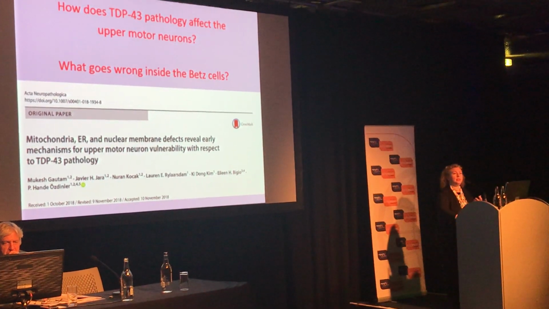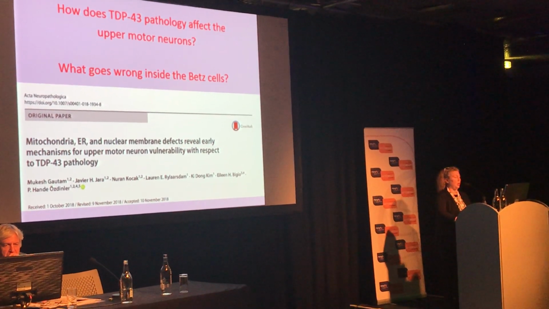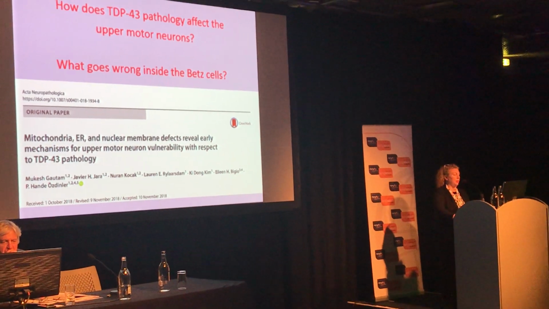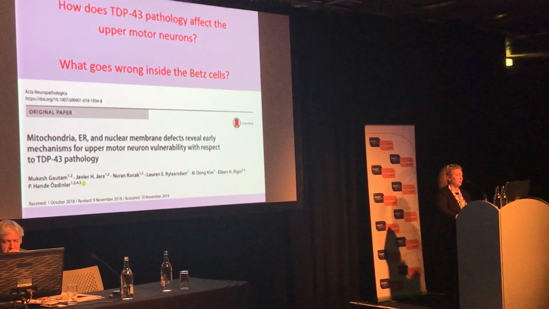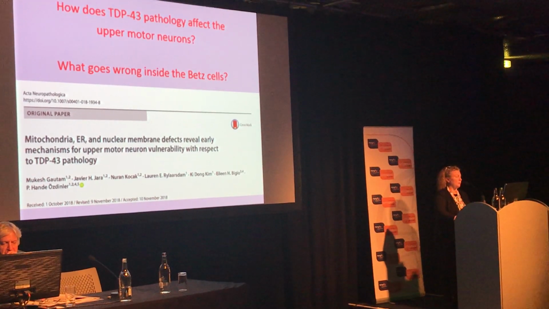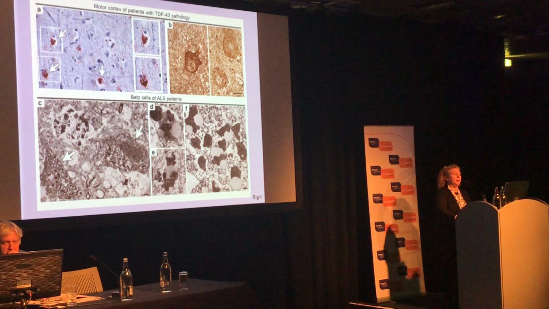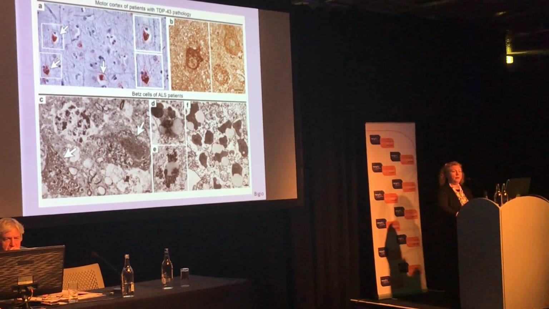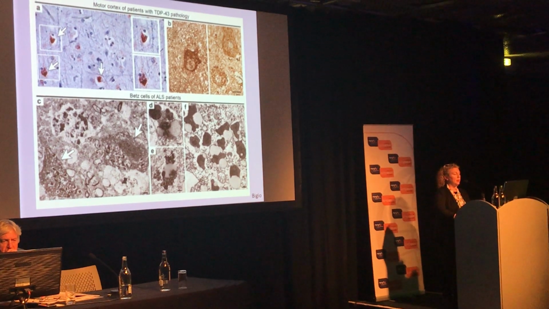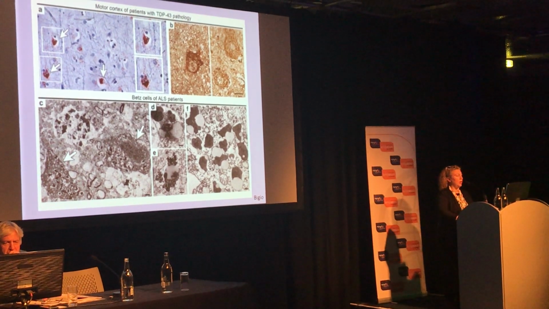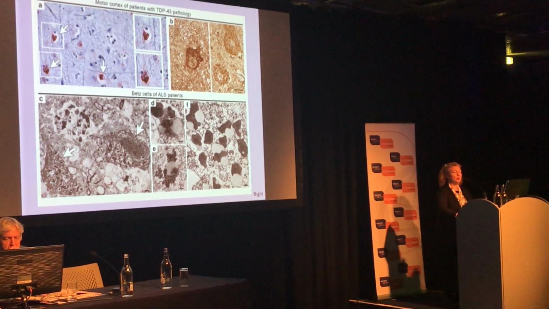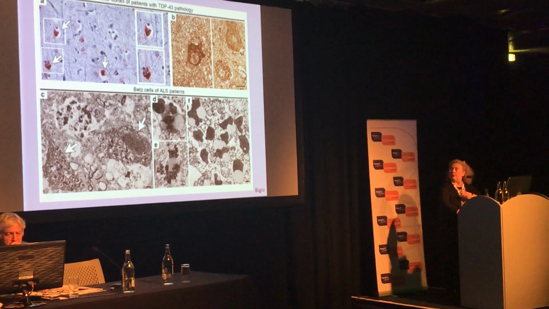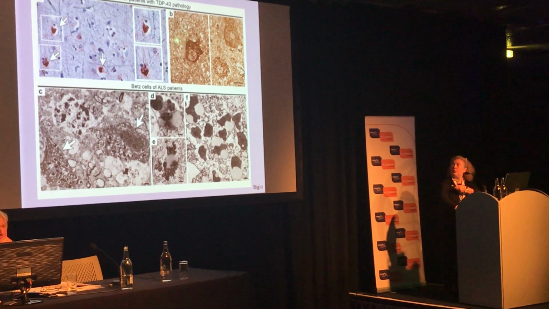But then how does the TDP pathology affect these upper motor neurons? What goes wrong inside the cells, inside the Betz cells? I'm going to talk a little bit about the paper that we recently published in Acta Neuropathologica. If we look at the motor cortex of ALS patients with TDP-43 pathology, and these are images where the arrows mark the Betz cells, you will see accumulations of phosphorylated TDP. And here is another immunostaining showing again the phosphorylated TDP.